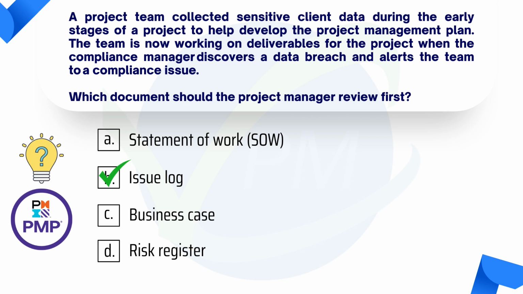Okay, so I think this one is quite straightforward. So definitely the issue log. Once the compliance issue has been raised, then the issue log should be reviewed. It should be updated, okay, prior to taking any action. So this is the question where we said, what should the project manager review first? Okay, so very important to understand all of the processes.